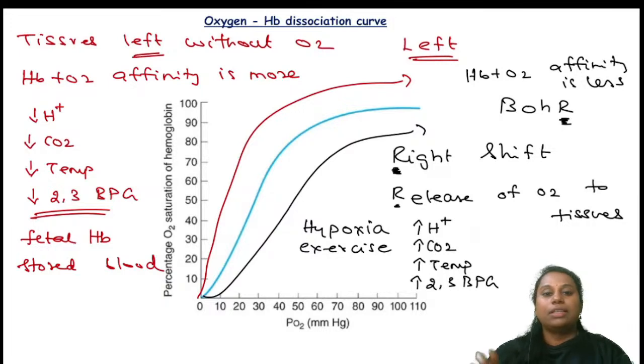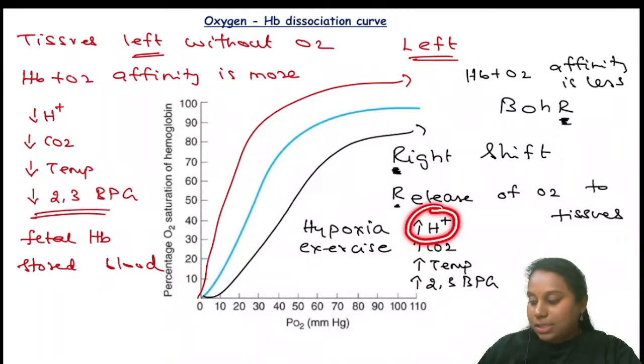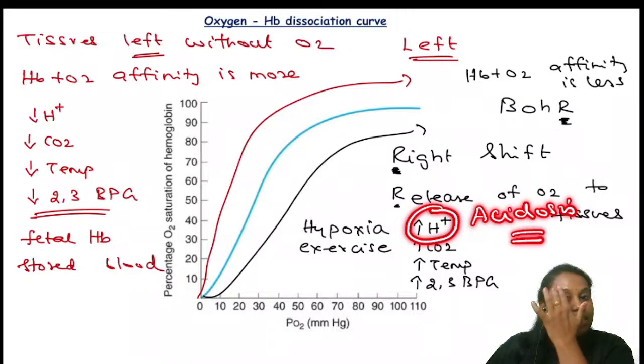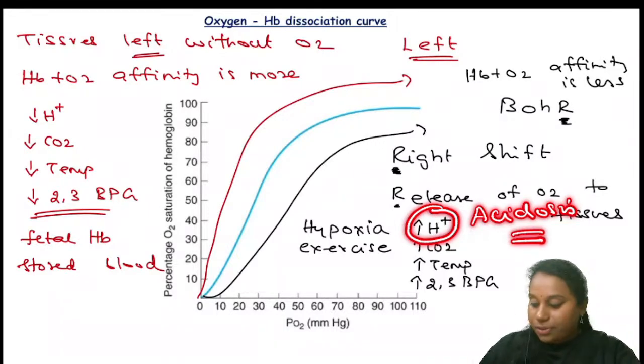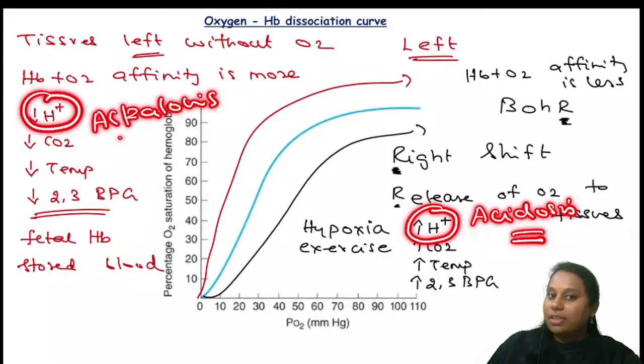So this is about the right shift and left shift of the curve and the factors which can cause right shift and left shift. Please remember, an increase in H plus means acid is increasing, acidosis. So acidosis is a factor which can cause right shift. Decrease in H plus means alkalosis. So alkalosis is a factor which can cause left shift. So remember, increase H plus, acidosis, right shift. Decrease H plus, alkalosis, left shift.